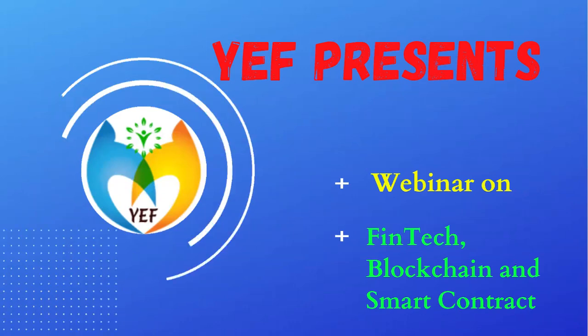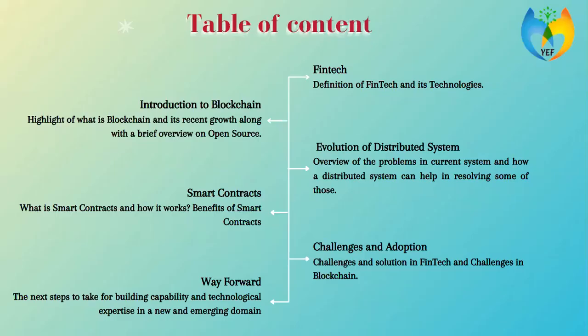Now, take a glance at all the topics which we will cover. That is fintech. Under that, the definition of fintech and its technologies. Then the next one is introduction to blockchain. That is a highlight of what blockchain is and its recent growth along with a brief overview on open source. Then the next one is evolution of distributed systems. In that, an overview of the problems in the current system and how a distributed system can help in resolving some of those. Then the next one is smart contracts.